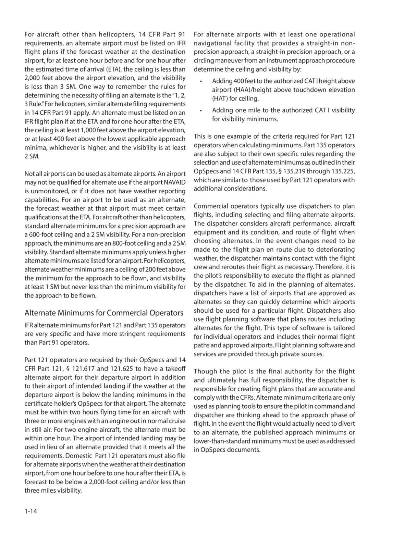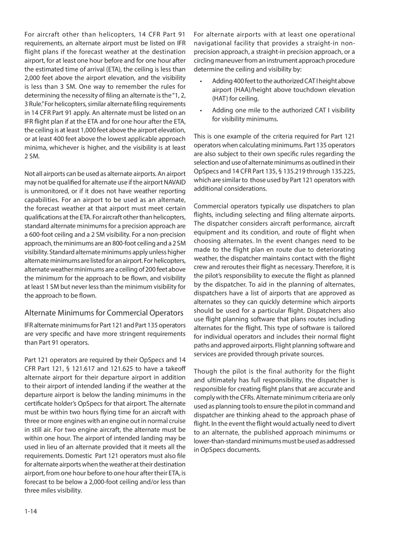The alternate must be within 2 hours flying time for an aircraft with 3 or more engines with an engine out in normal cruise in still air. For 2-engine aircraft, the alternate must be within 1 hour. The airport of intended landing may be used in lieu of an alternate provided that it meets all the requirements. Domestic Part 121 operators must also file for alternate airports when the weather at their destination airport, from 1 hour before to 1 hour after their ETA, is forecast to be below a 2,000-foot ceiling and/or less than 3 miles visibility.